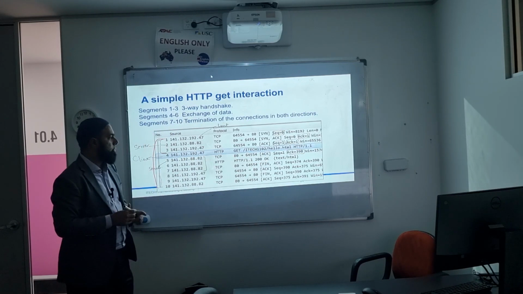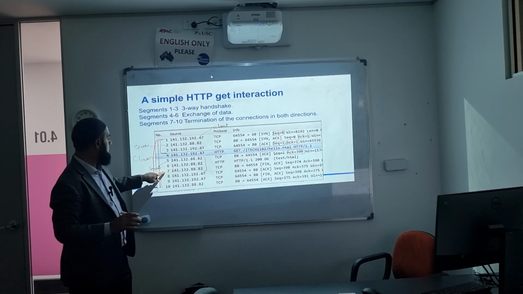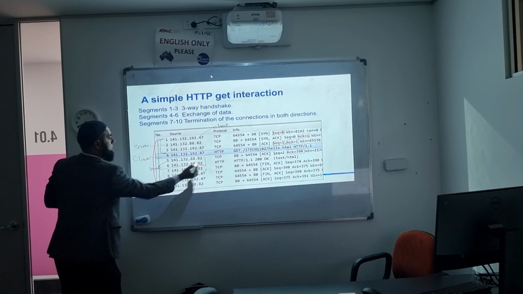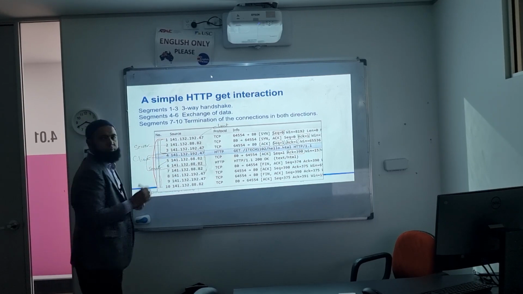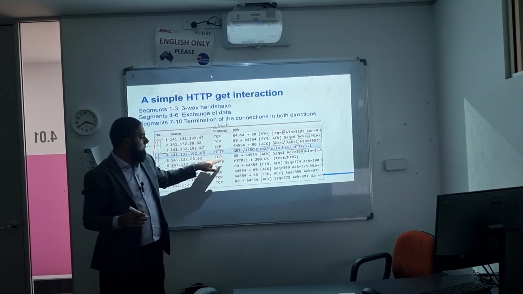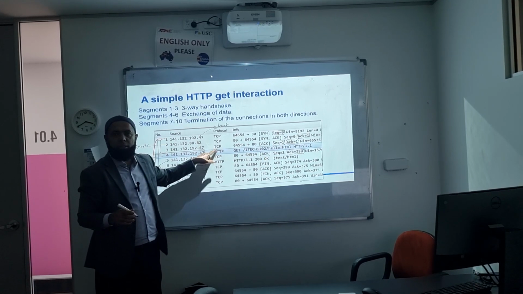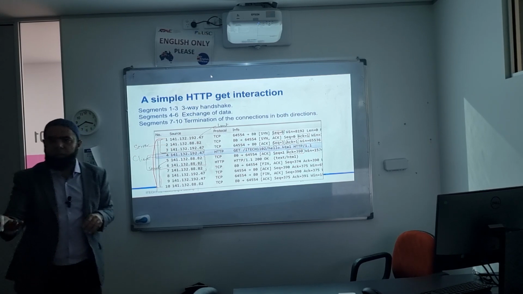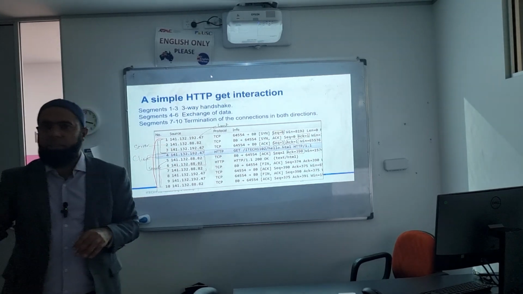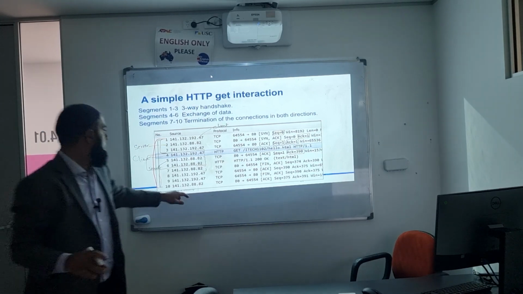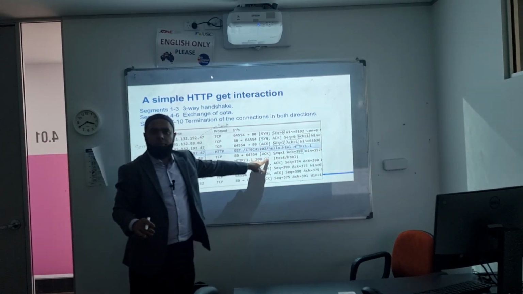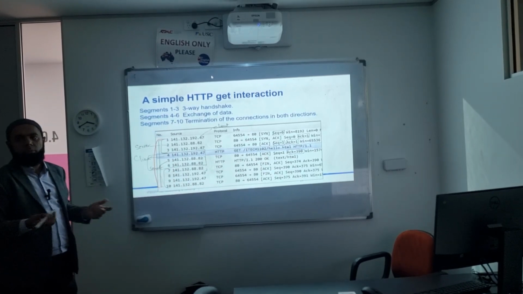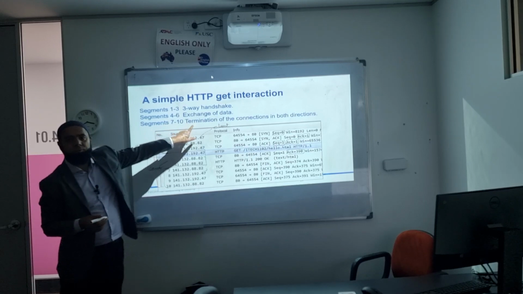Okay, once the information is finished, then in the seventh one, sorry, 4 to 6 up till here, this is done for the exchange of data. TCP and HTTP, this is client and server. The client is requesting an HTTP packet, and the data is sent by the server, and it says okay, it's done, and it says okay. Okay.